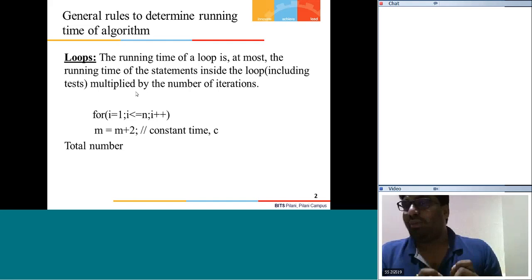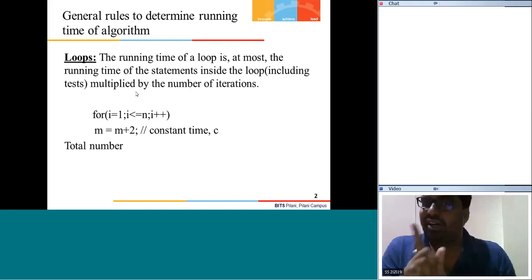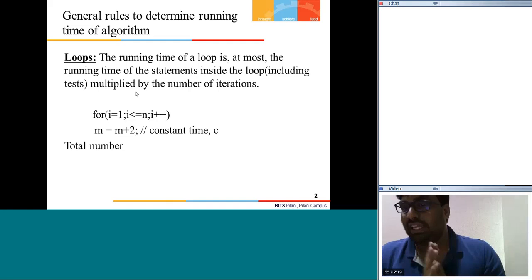So it is going to perform the particular statement in constant time. Yes or no? You agree with that? You will agree that yes, it's going to perform in some constant time, that m is equal to m plus 2. Where for I will take some constant time and assigning the value to m, I will take some constant time. That's clear. So now what is the total complexity of this program?